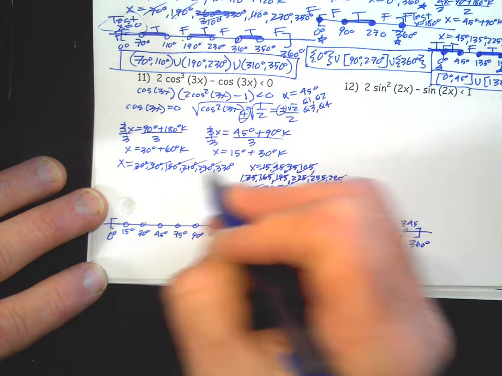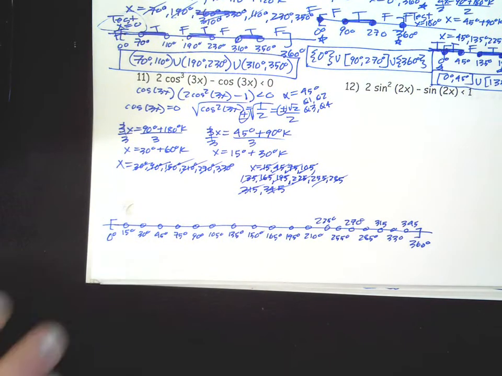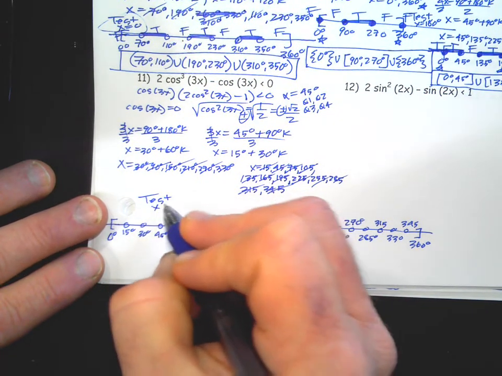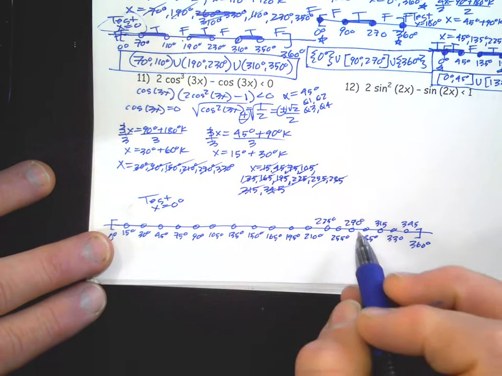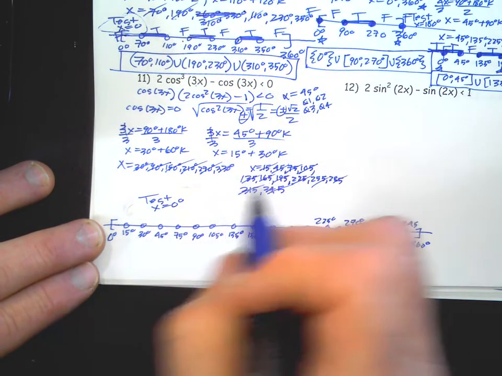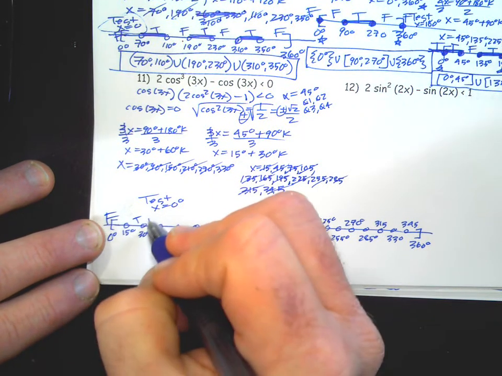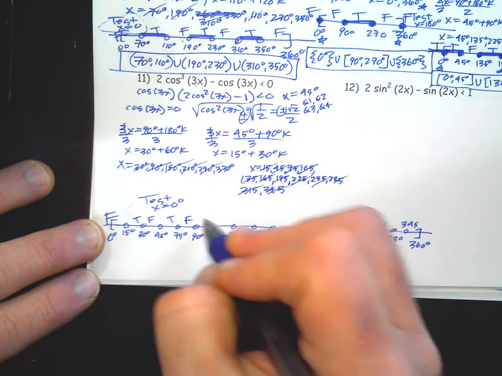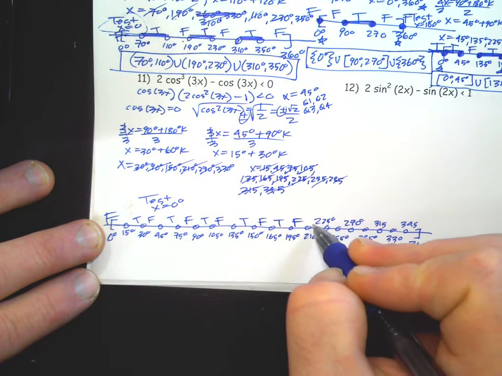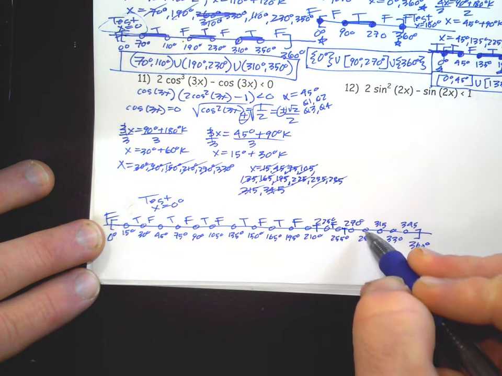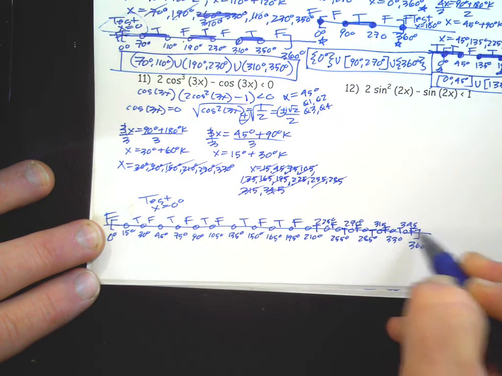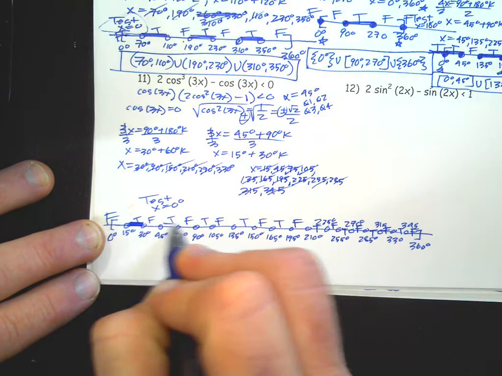Don't miss any. All right, here we go. I'm going to test one thing. Test 0. Ooh, I get to use 0, my favorite. Cosine 0 is 1, so it's 2 minus 1 is 1, is not negative, is false. So this is false, true, false, true, alternating all the way across. Darken them in.